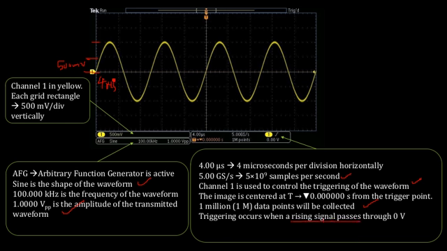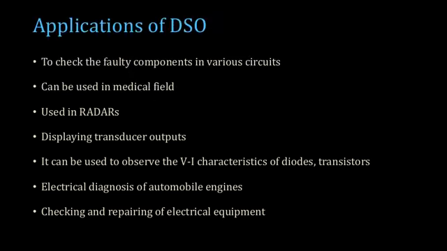That is, once the increasing signal passes through 0 volt, your trigger occurs, and from that point you will be saving the data. Again, here you will have a trigger and you will be saving the data. In that way you are synchronizing each cycle. Here also you will have a trigger, here also you will have a trigger. In that way you will be synchronizing each cycle of the displayed waveform, and that is being saved in the memory.